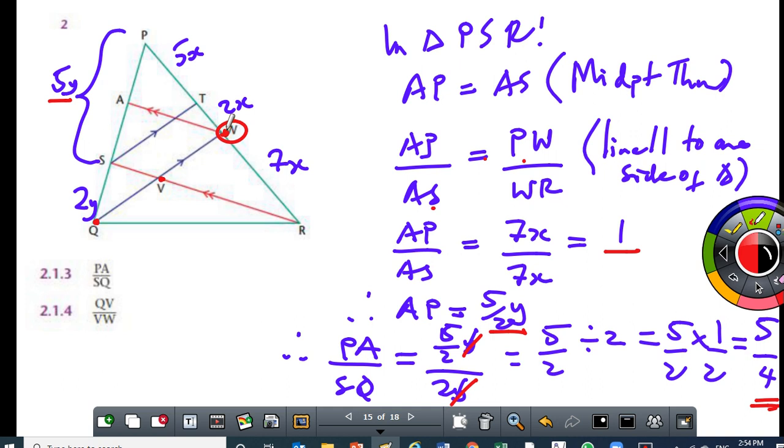If you look at it this way, I've got triangle TSR. I can use the proportion theorem. But for our question, we need to find the ratio of QV over VW, which means somehow we need to find the length of QV and the length of what? Of VW.